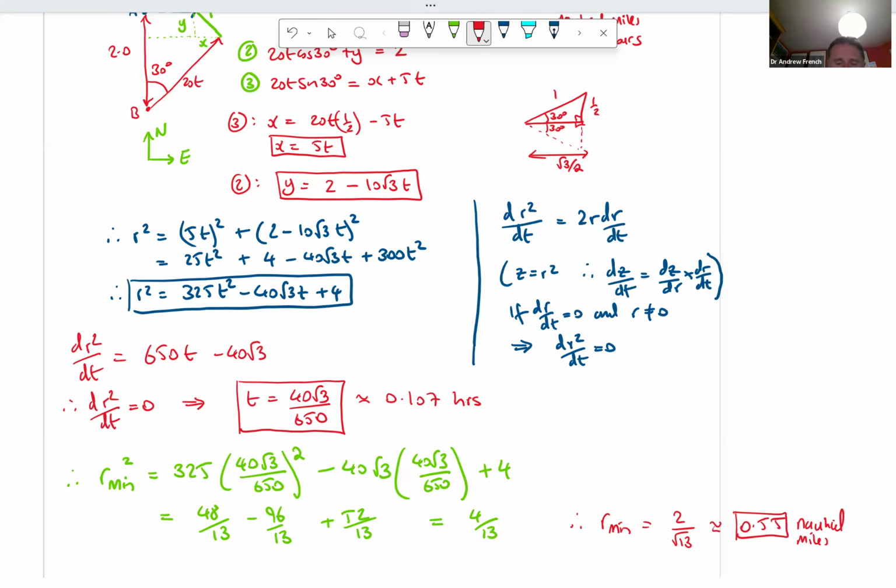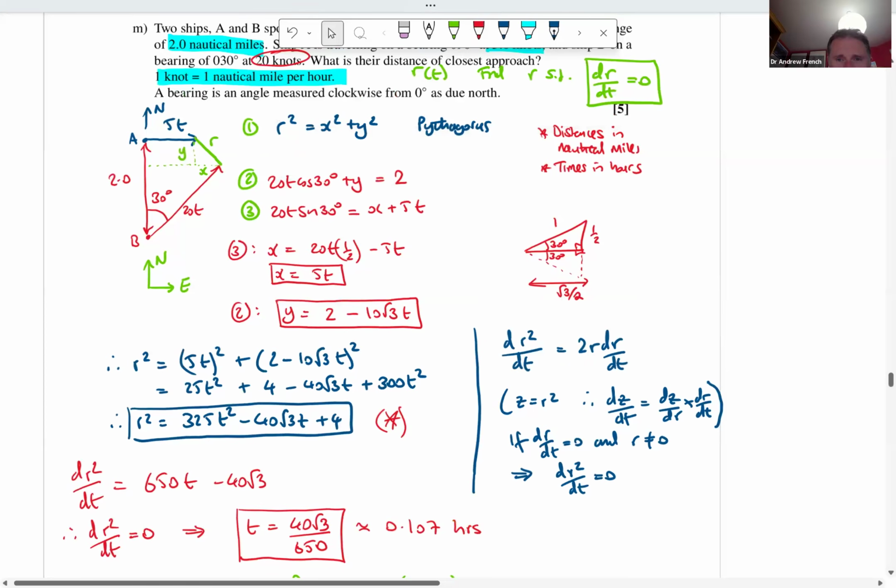I think we should try and keep in exact fractions and things like that if we can. But I would have no problem if you're doing this at speed, sticking 0.107 hours into the formula for R squared here. I'm sure you would get all marks for that. There we go. So there we are. I think that's a nice little warm up. A bit of introductory calculus if you're new to that kind of stuff.